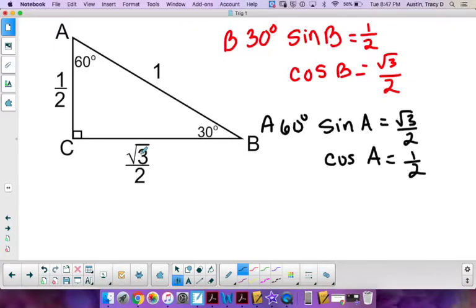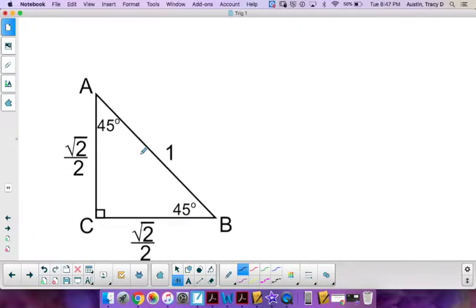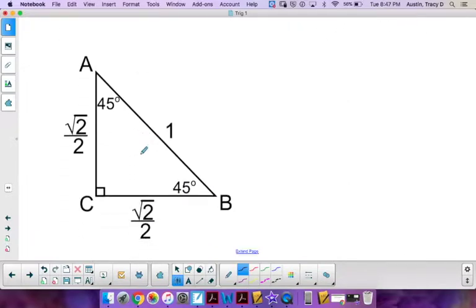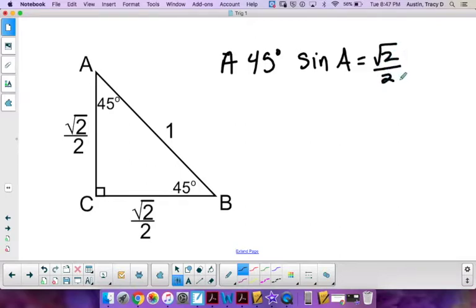All right, so let's take a look at the 45, 45, 90. Okay, we filled in the sides, so the hypotenuse is 1, and each of the two sides is the square root of 2 divided by 2. So again, A and B in this case are going to be the same, so it really doesn't matter which angle I look at since they're both 45 degrees. If I wanted the sine of that 45-degree angle, pick one, opposite over hypotenuse is going to be the square root of 2 over 2.